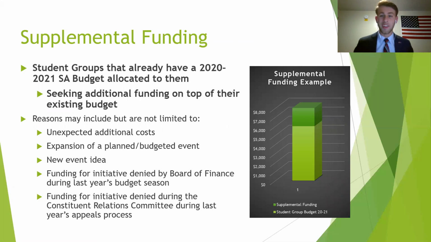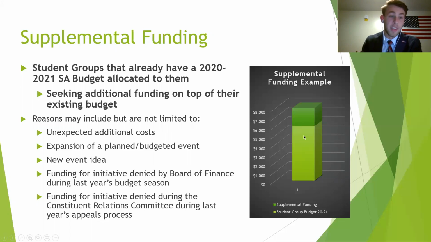So just to put it into very simple descriptive terms, to the right here, if you could see my mouse, is this bar graph here, and the light green is your current budget. That's what was allocated by the Board of Finance and the SA Senate for this year, and you can always come for more. So that's what it looks like. The additional funding shouldn't look more than your current budget. It should be reasonable, but that you can come for more during the year.